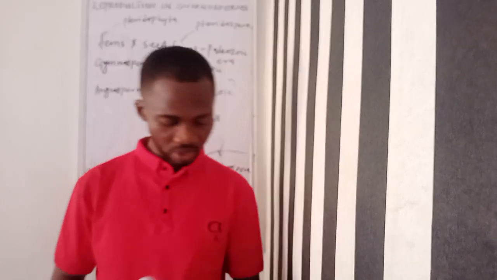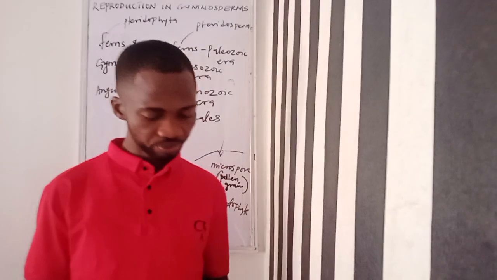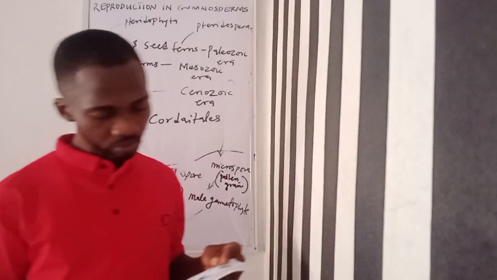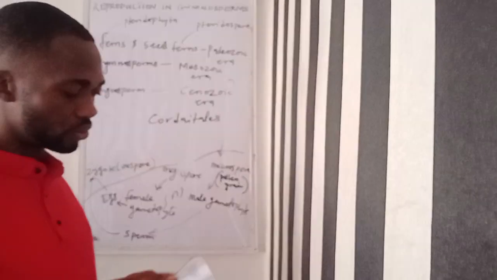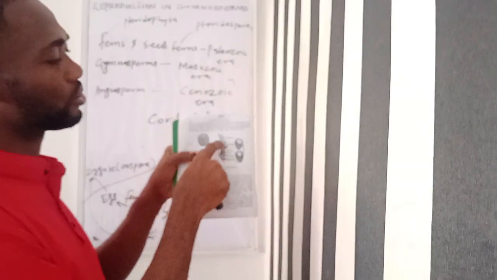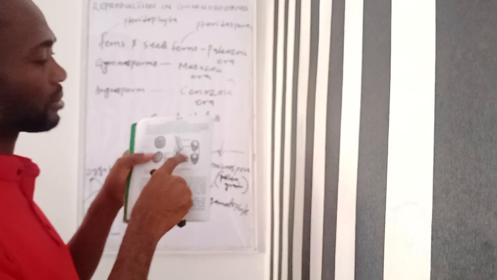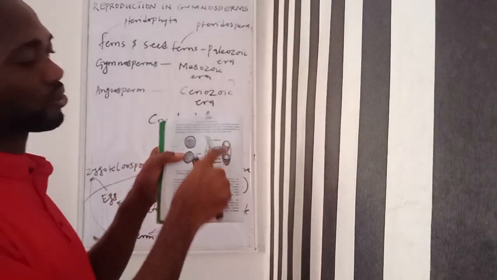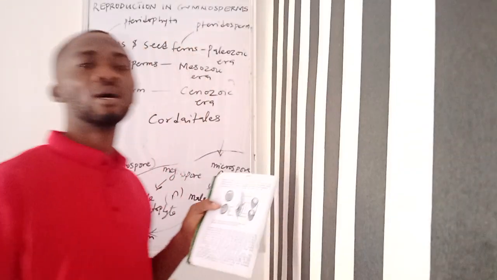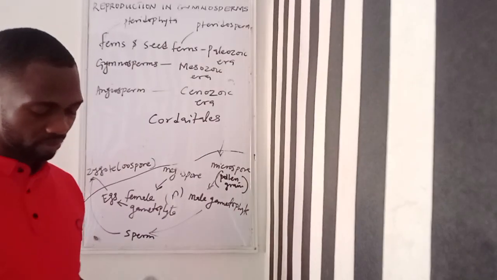I've gone through the fertilization. So this is the pollen tube I was talking about. This is a pollen tube that is usually formed. Then the body cell divides into two spermatozoids. Two spermatozoids.